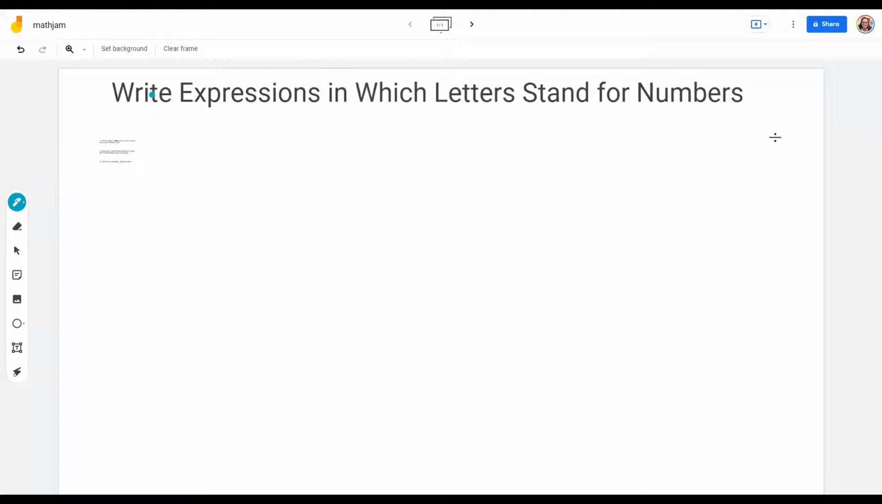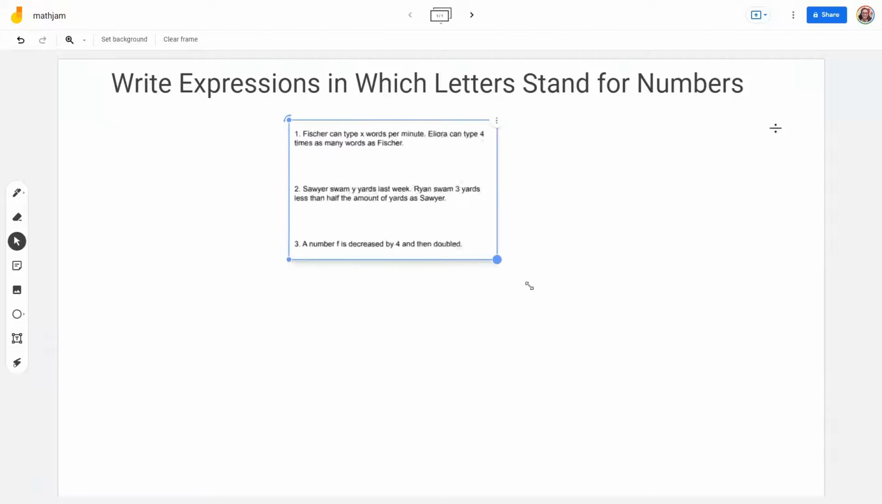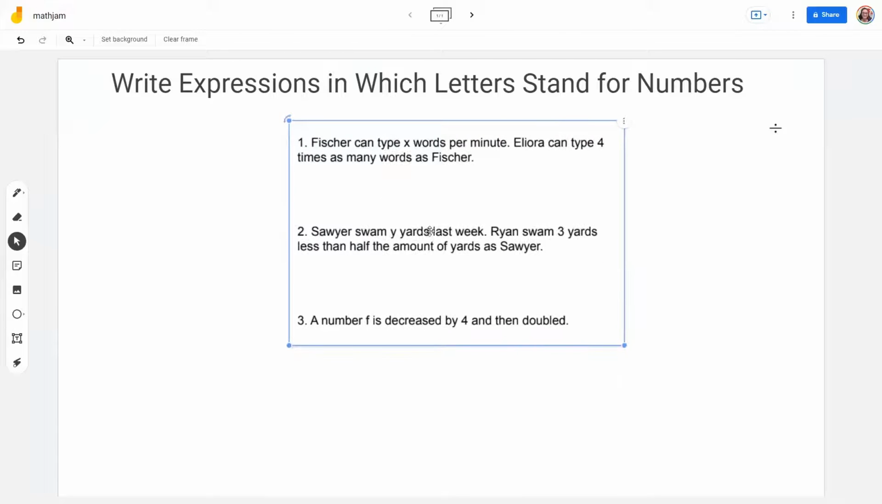Today we're going to be learning about writing expressions in which letters stand for numbers. All right, so let's go ahead and get right to it and take a look at what we are doing today. We've just got 3 questions.